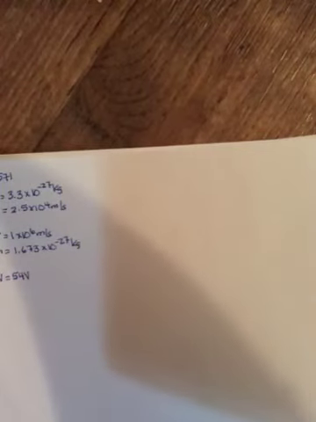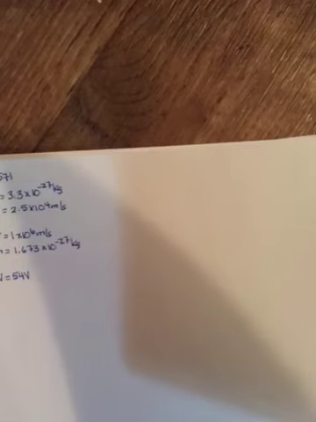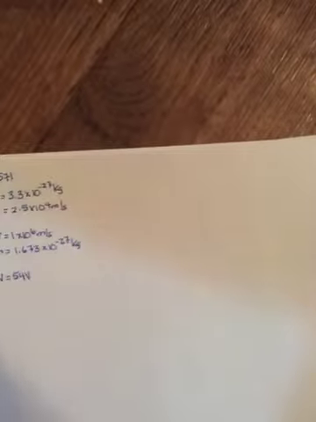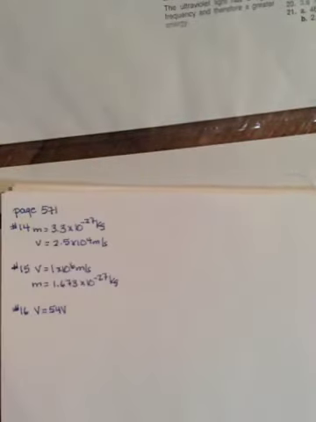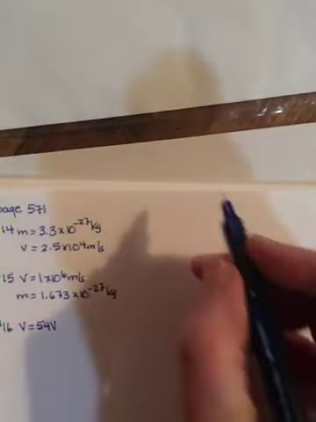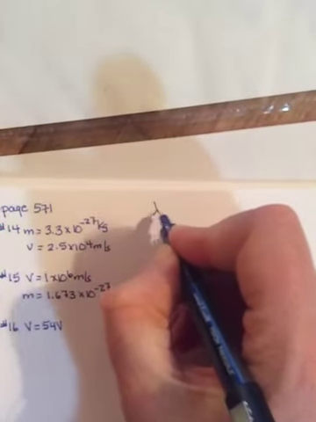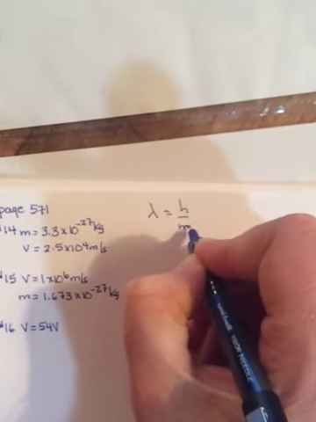Okay, so the practice question's on page 517. Number 14 says, find the de Broglie wavelength of a deuteron of mass 3.3 times 10 to the negative 27 kilograms that moves with the speed of 2.5 times 10 to the 4th meters per second. So we have a mass, and we have a speed, and we want the de Broglie wavelength. So we're going to use lambda is equal to h over mv.